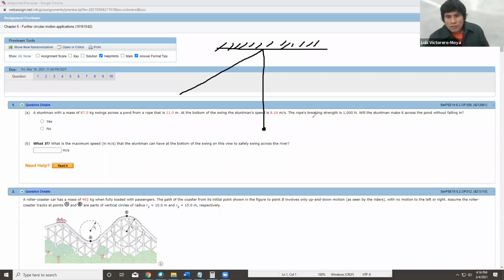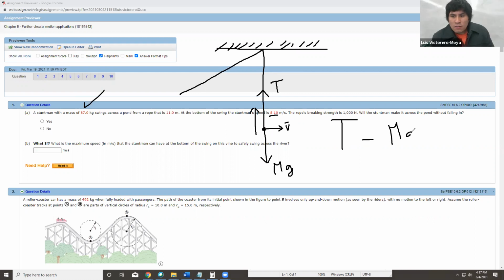per second. They give you the breaking strength of the rope. We know it has a tension, and we know the stuntman has a mass, so you have a weight mg, and because of the speed, we know there's going to be a centripetal acceleration in here. We have to find out if the tension will be able to support the stuntman at this speed. So we have done this in the lecture. Tension minus mg equals the centripetal force, mass times v squared divided by r, where r will be the length of the rope. You want to find this tension.